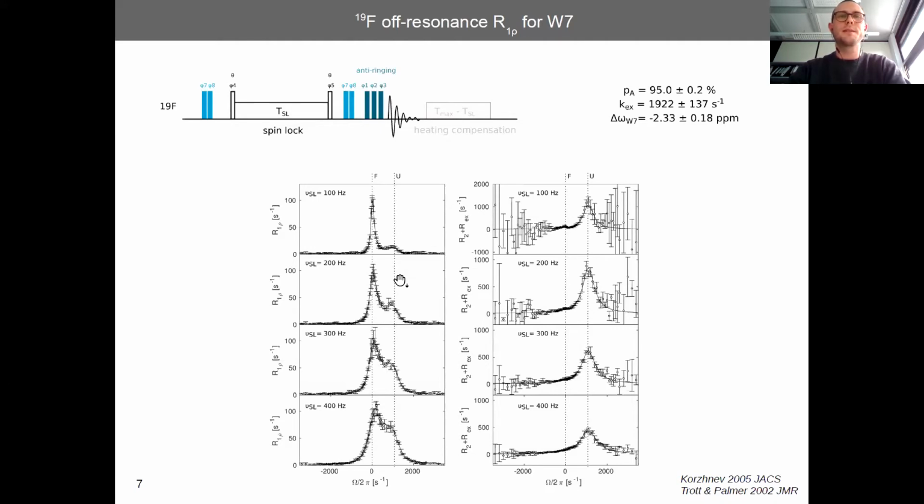In this case, it's where the U, the unfolded state, is. An equivalent representation would be to show the R2 plus R exchange rate, where you mainly see the unfolded state at the offset of the state. Again, we extract an excited state population of 5% and an exchange rate of 2000 plus or minus. Importantly, you do not only get the amplitude of this delta omega, but also the sign of the delta omega. This is advantageous if you, for example, have more than one state. It's easier to see in these off-resonance experiments than, for example, in a CPMG experiment if you have two excited states.